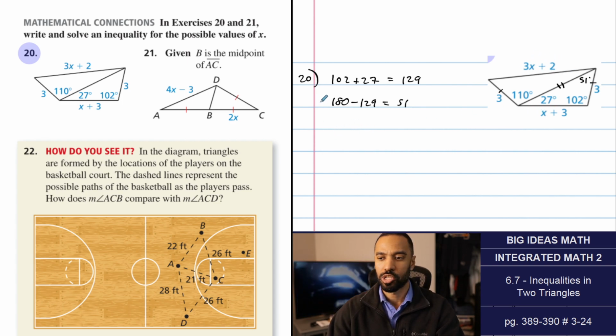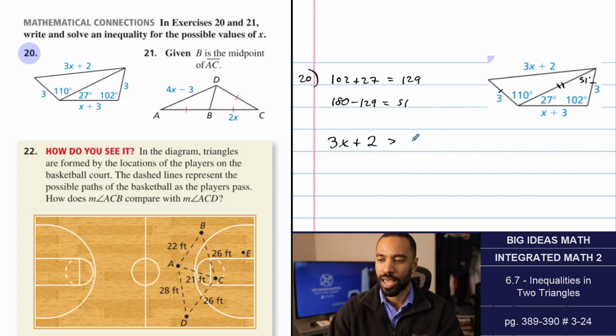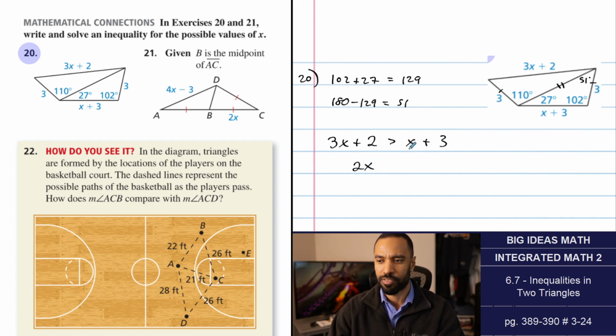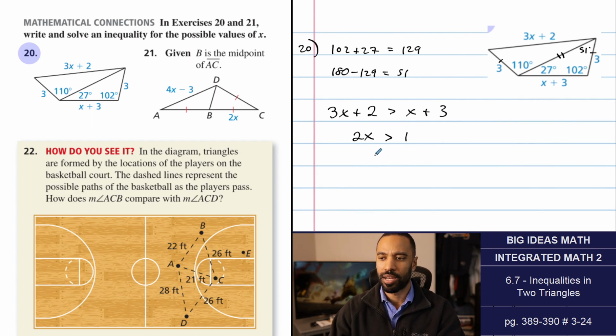So when they say possible values of x, we're going to write an inequality. 3x plus 2 is greater than x plus 3. If I subtract x from both sides, I get 2x. If I subtract 2 from both sides, I get 1. 2x is greater than 1. Divide both sides by 2.